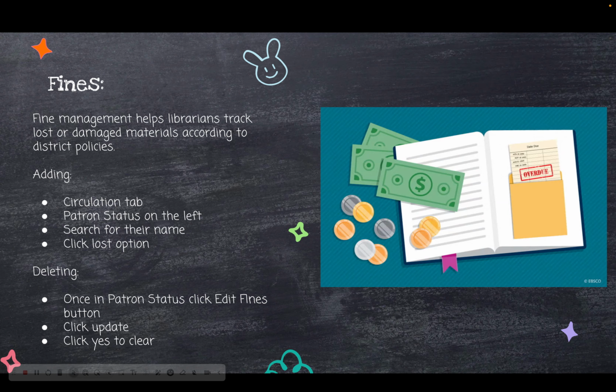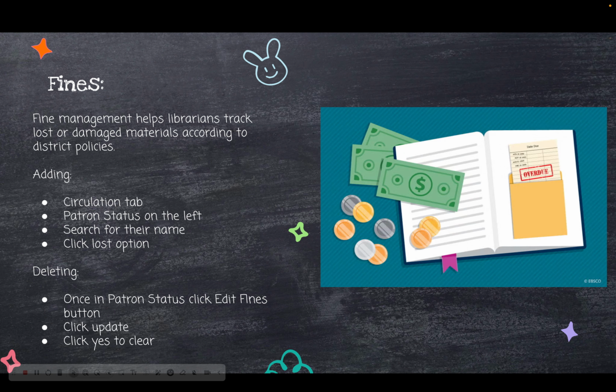You're going to go up to your circulation tab. Then you're again going to go to your patron status on the left. You're going to find their name, and again, it's going to pull up what they have. And beside the book or library material that they cannot find or is damaged, you're going to click the lost option. And then once you click that lost option, it's going to populate and say, are you sure? You're always going to click yes. And then it will add the fine to their name.